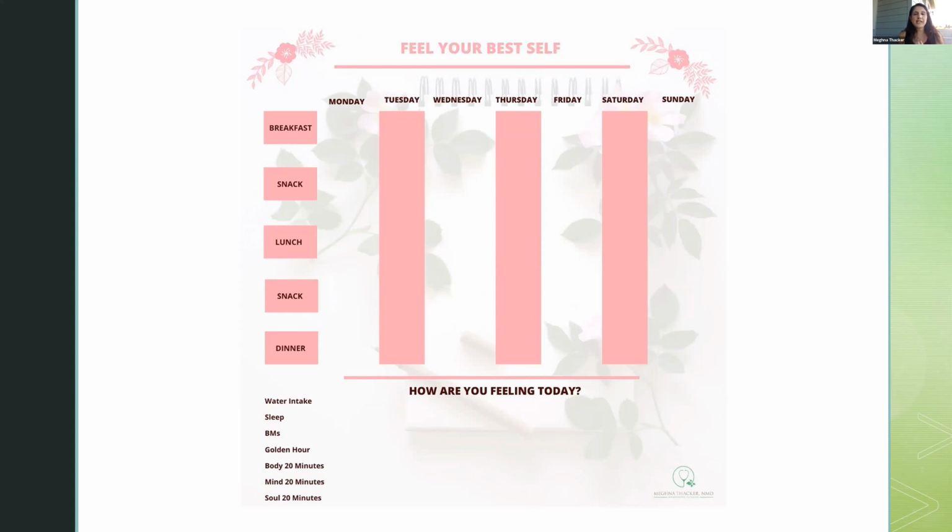So the best way to do conscious eating is writing down what you eat. A diet diary in a way. But this is more than that, right? If you fill this page out, it'll give you a whole week's worth of how you did, with your breakfast, snack, lunch, snack, dinner.